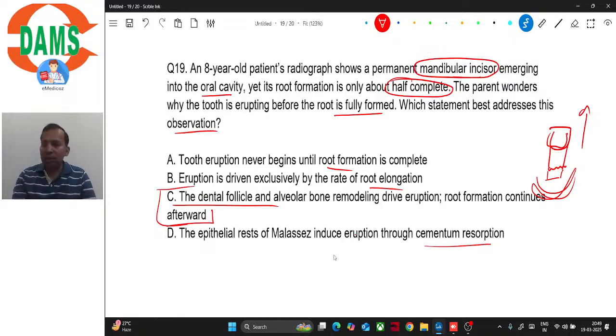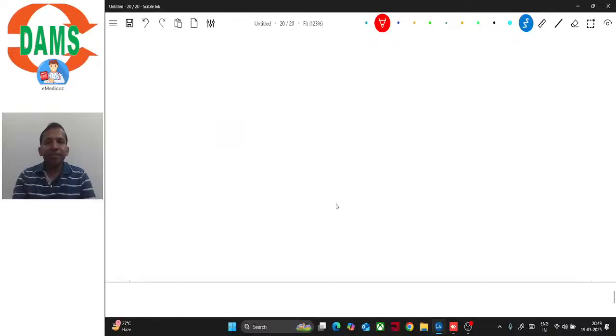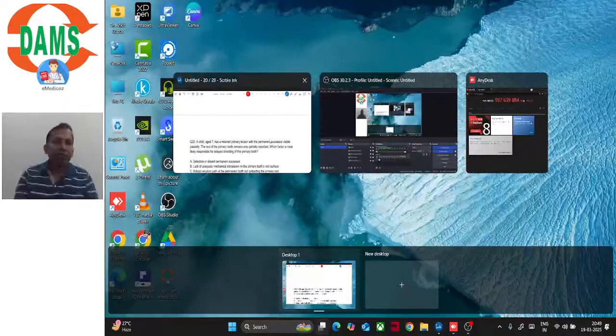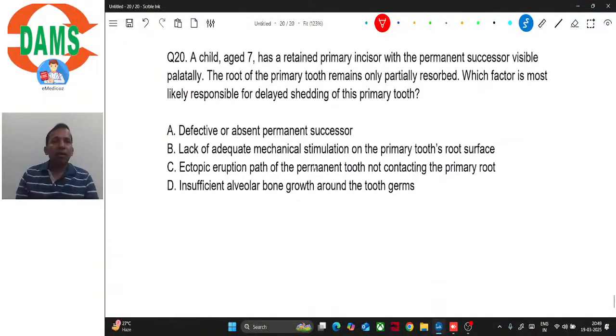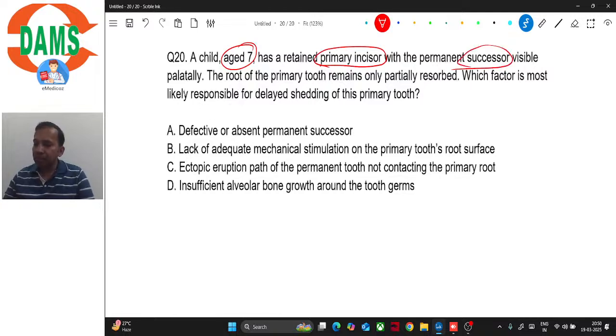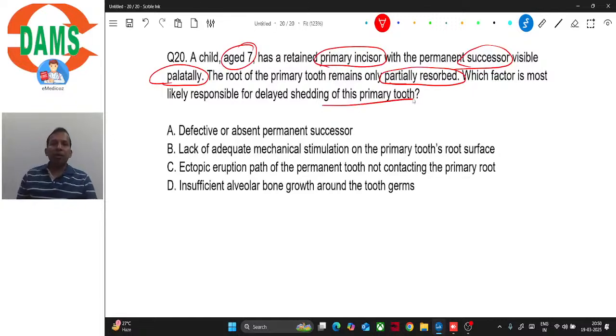So let's go to the last MCQ. A child aged 7 has a retained primary incisor with the permanent successor visible. So the permanent successor is also visible and it is visible palatally. The root of the primary tooth remains only partially resorbed. Which factor is most likely responsible for delayed shedding of this primary tooth? So which of these factors has led to delayed shedding of the primary tooth?